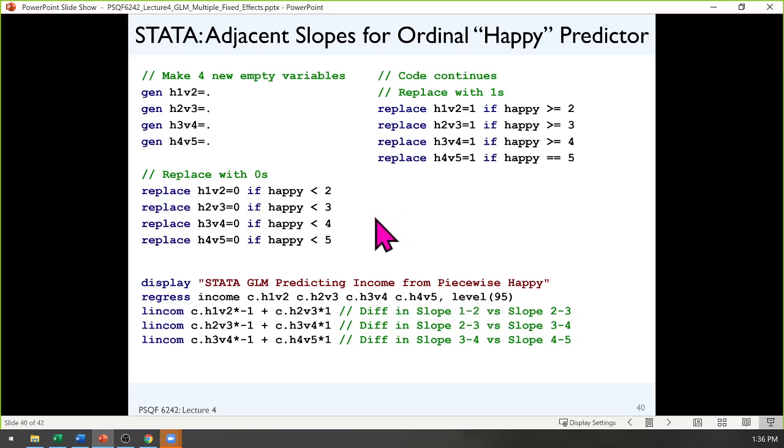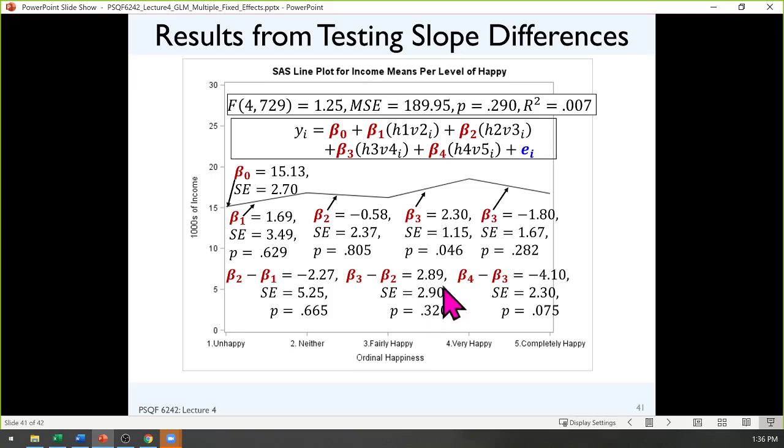Here's what it looks like in Stata. So we have all of the separate statements replacing it. I'm using a little bit of conditional logic to shorten the number of statements necessary. So greater than or equal to 2, 3, 4, or 5. And then the 5 new predictors go in the model. And here's what comes back out.